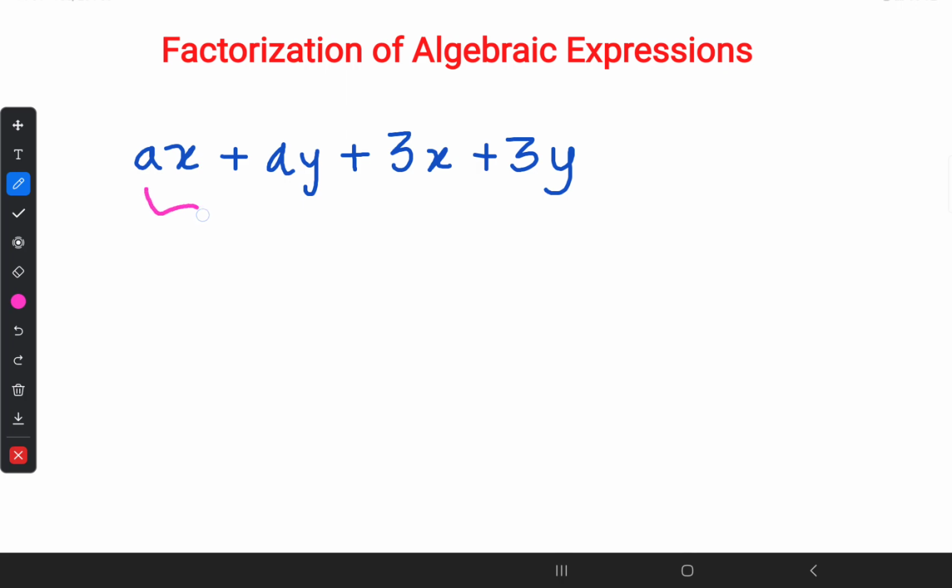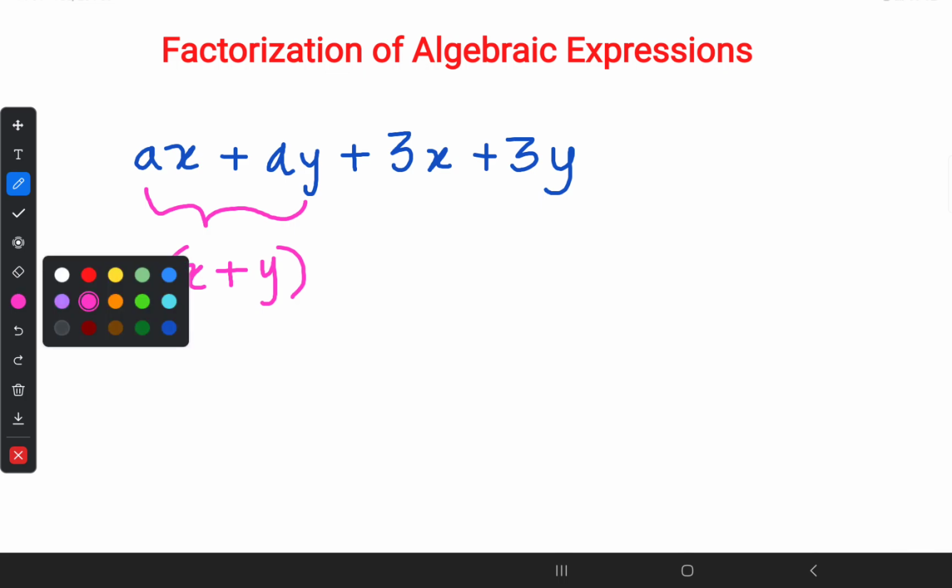Think about it. When we select these two, both of these have a as a common factor. So let's factorize these first two participants of this algebraic expression separately. When you select a as a common factor, what would be the remaining? x plus y.